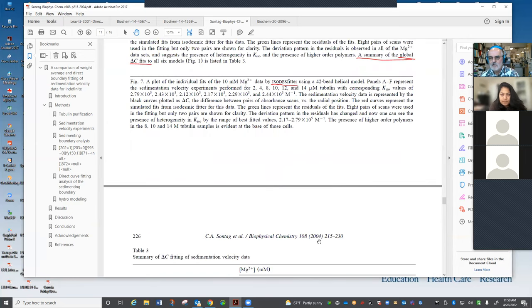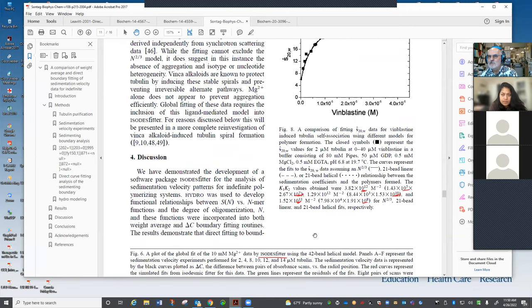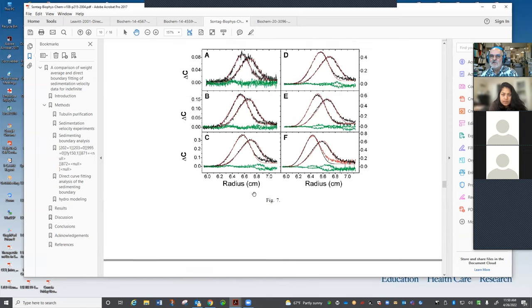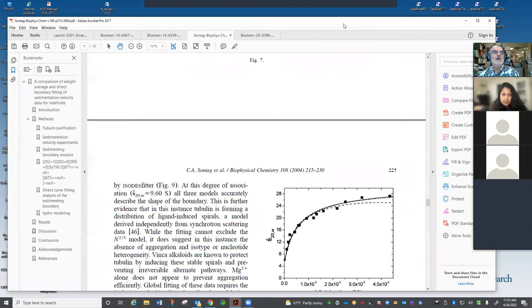And then since 2004, we do everything with the Sedinal approach, direct boundary fitting. The weight average technique, we almost never use anymore because this approach is far more informative. And then it also allows us to do statistics on the analysis in a much superior way. Okay. Questions about this?